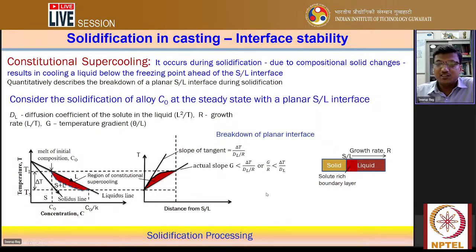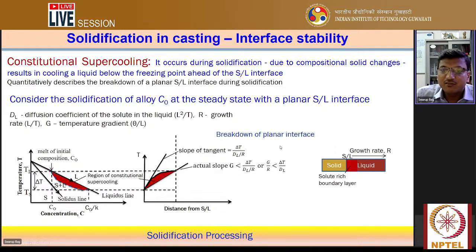So these conditions create the stability of the planar solid liquid interface. And you can see that constitutional supercooling is there. If there is constitutional supercooling, that creates a solute rich boundary layer. Here we can calculate the boundary layer thickness, which depends on the diffusion coefficient and the growth rate, that means the rate at which the solid liquid interface is moving. Based on that, we can calculate this boundary layer thickness.